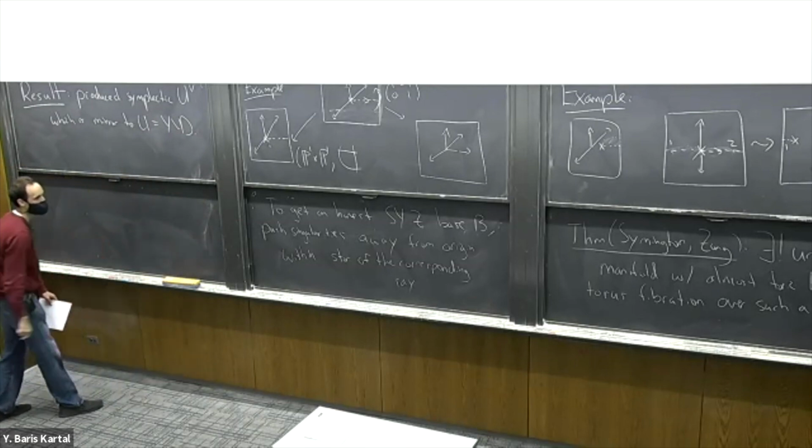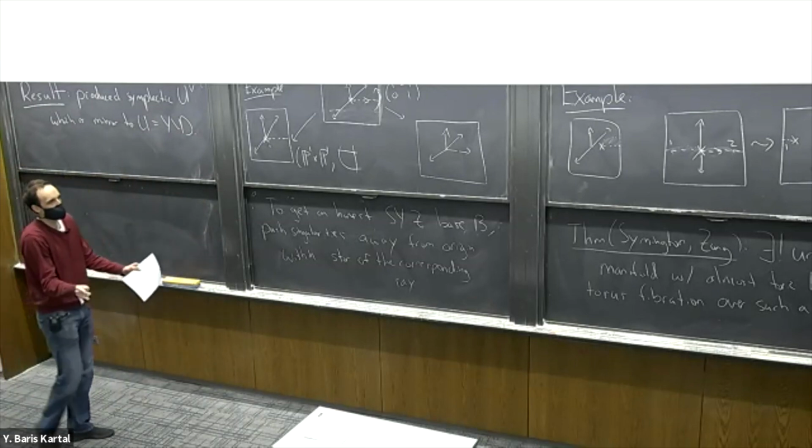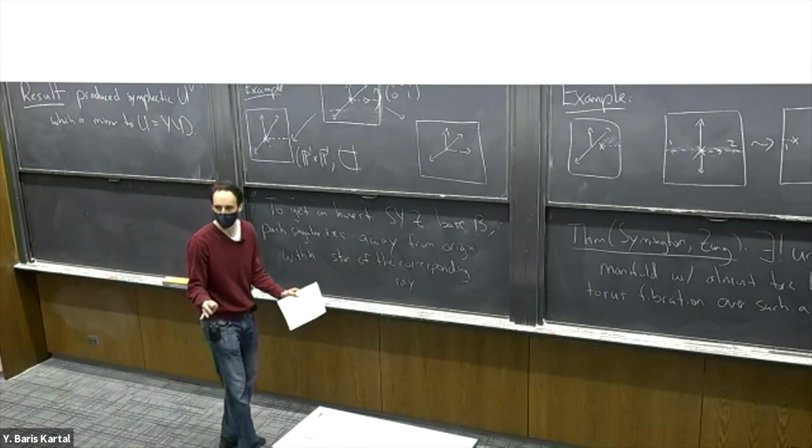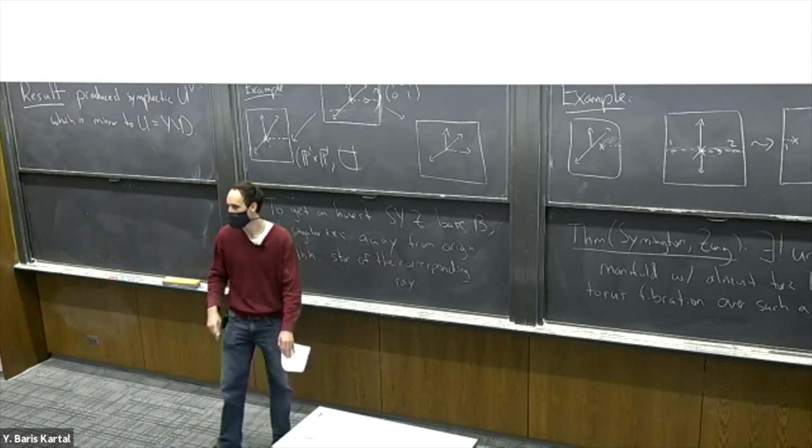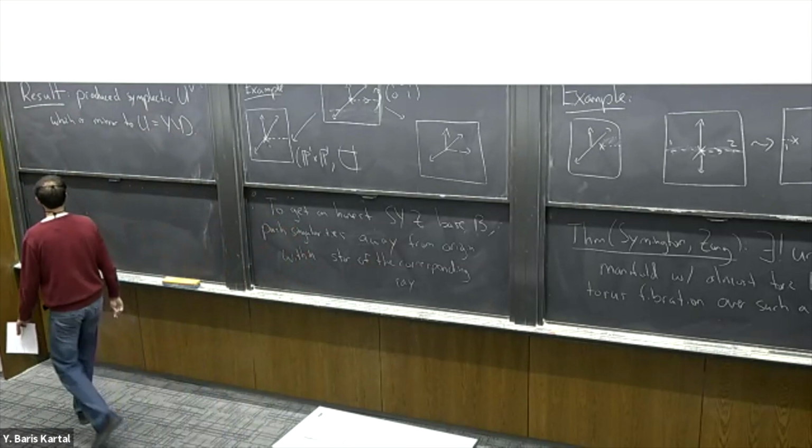Okay. But that doesn't use this fan anywhere. That just uses drawing this integral affine space with some monodromy. I get such a fibration. And so then the point is, what does the fan do?